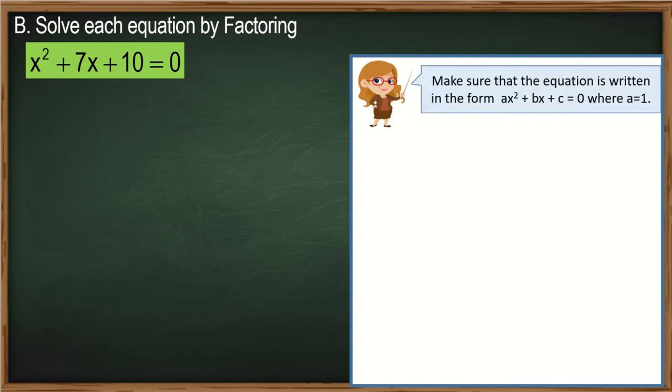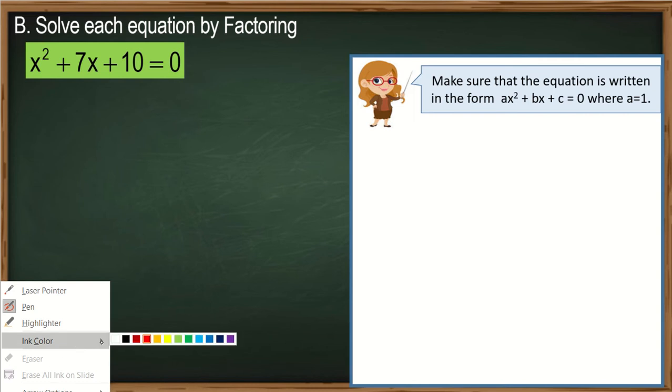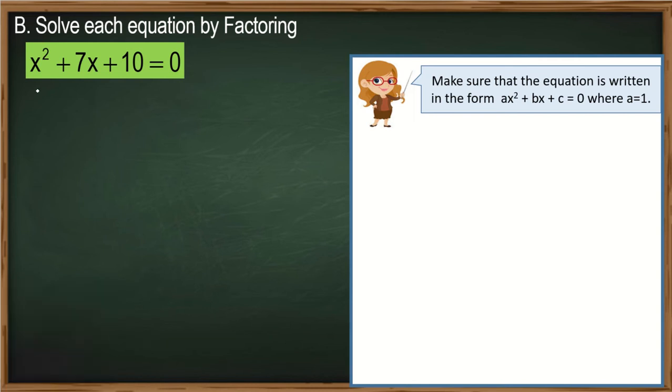Okay. Now, make sure that the equation is written in the form ax squared plus bx plus c equals 0, where a is equal to 1 before you find the factors. Okay? So, it's already in the standard form and the leading coefficient is 1. So, next is we are going to prepare two parentheses here where we are going to write the factors. Okay, let's start now with step number 1. Step 1, write the factors of x squared. So, we start with x squared.